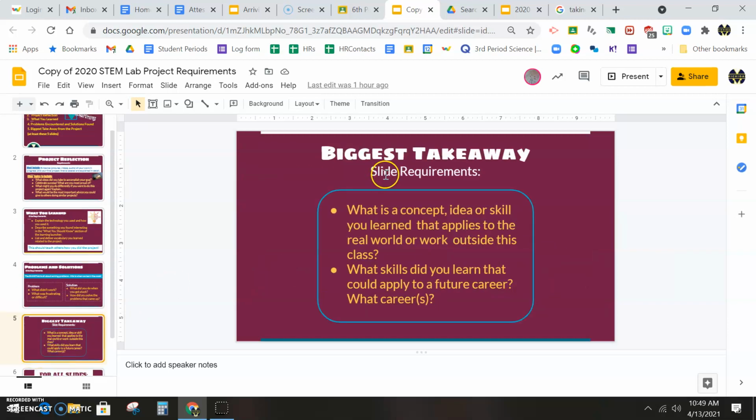And then slide number 5 is the biggest takeaway. So that's talking about maybe how could you use one of these skills in the future, or how could this apply to the real world outside of class. And that includes making the slides, not just the optical illusion itself. So again, these purple slides tell you everything that you need to include on the slides that you are creating.